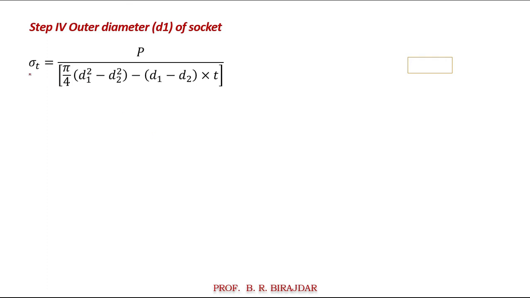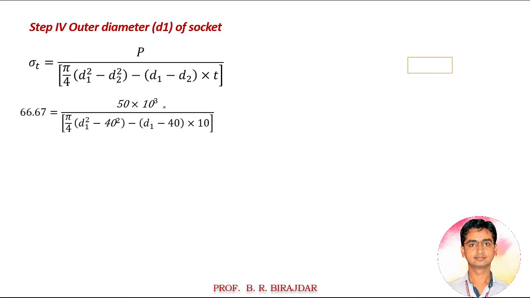Now next we will find out the outer diameter d1 of the socket. Again we know that tensile stress on the socket is equal to load upon the area which it is resisting the failure, that we already calculated. Now we will put the values which we already calculated: sigma t allowable tensile stress is known, the load applied is known, and d2 we found in the last step, thickness also we know, the unknown is only d1. Now we will put all these values, the tensile stress, the load and the diameter d2, thickness t 10, then the d1.